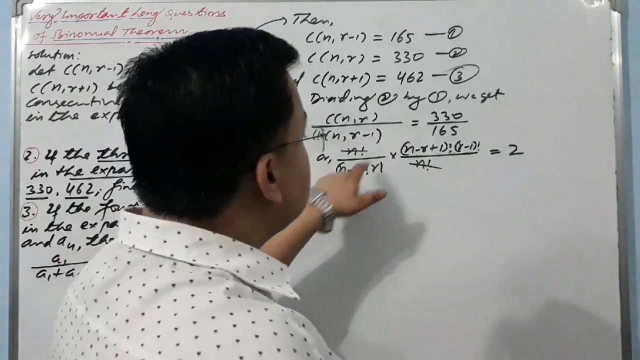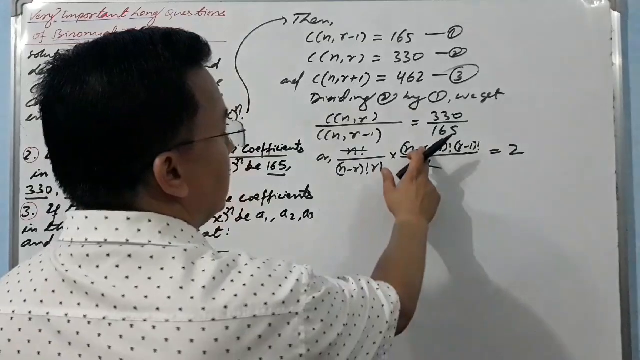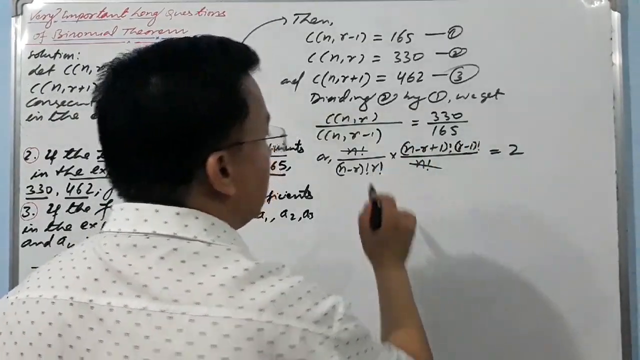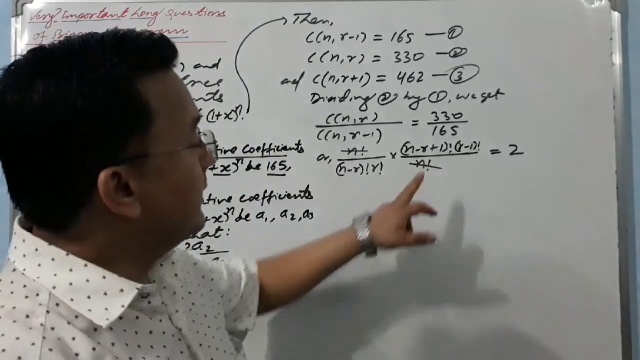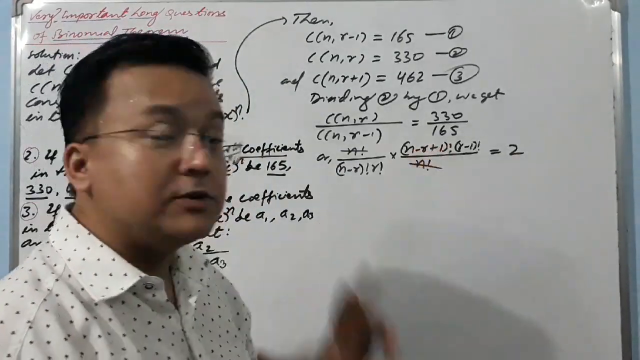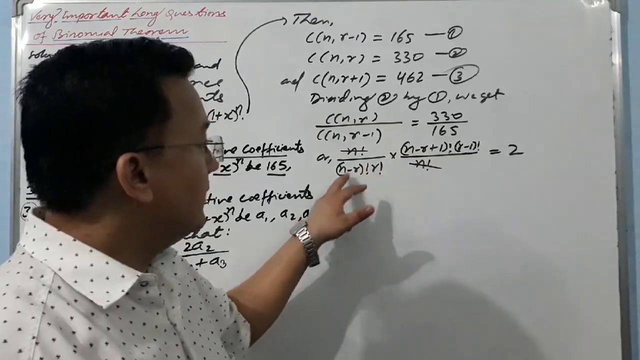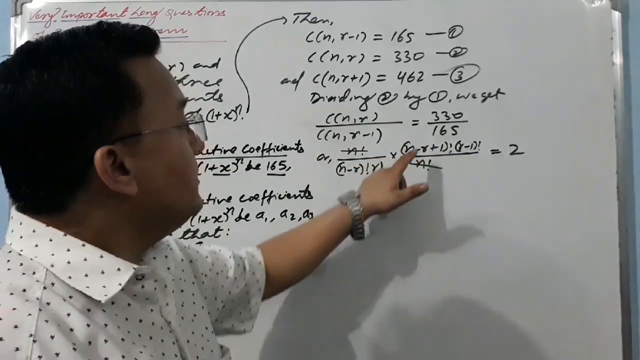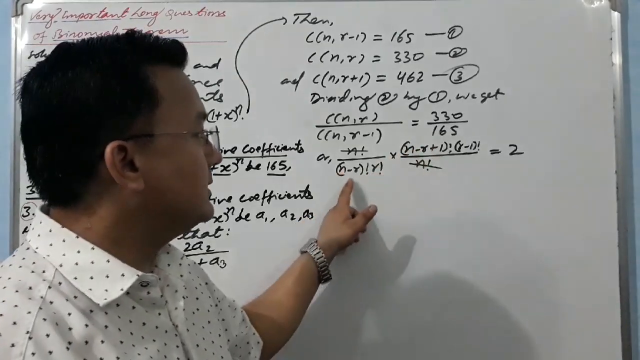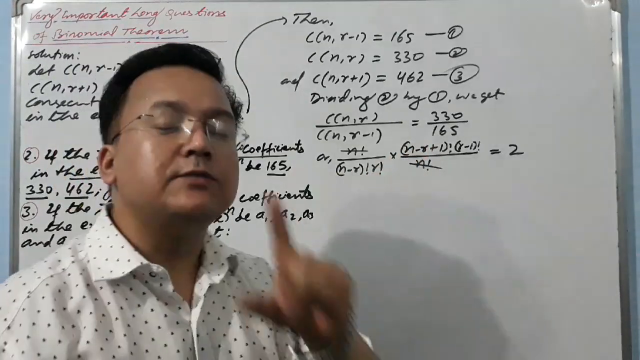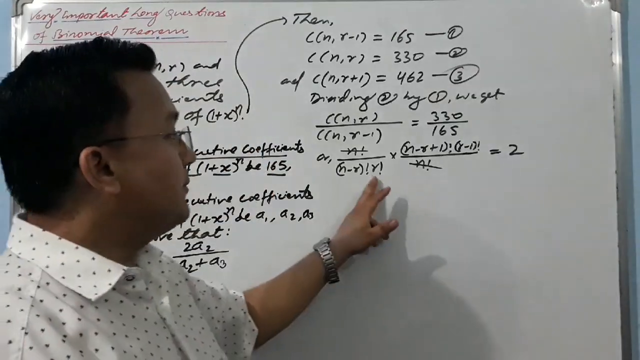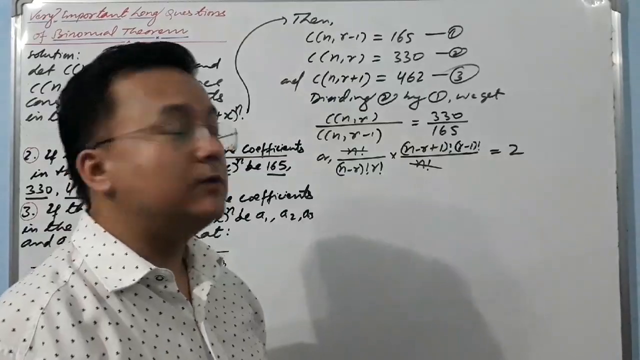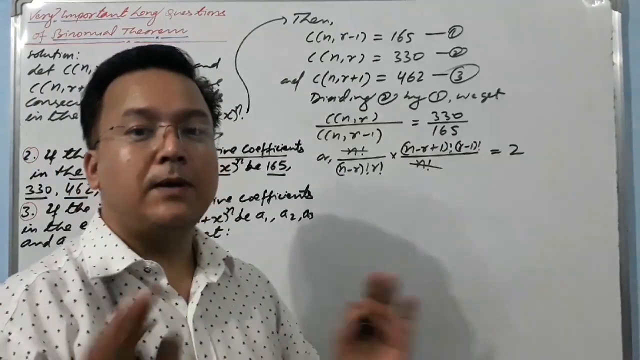Now listen to me here. We have n minus r factorial, n minus r plus 1 factorial, here r factorial, here r minus 1 factorial. See very carefully, n minus r plus 1 factorial. Here, n minus r plus 1 and n minus r, so this one is greater. The greater one you have to expand, right? Between r factorial and r minus 1 factorial, r factorial is greater, so you need to expand r factorial.